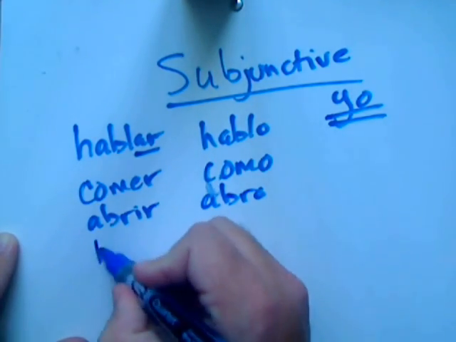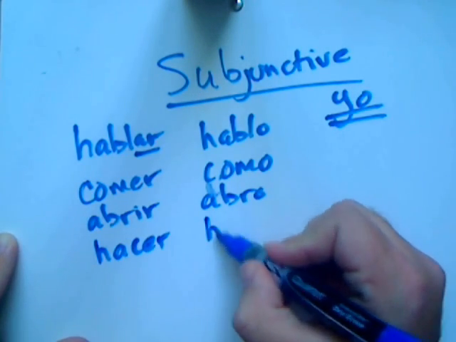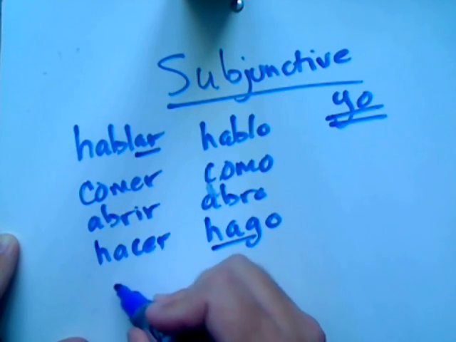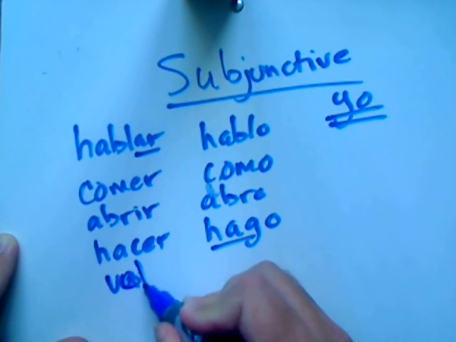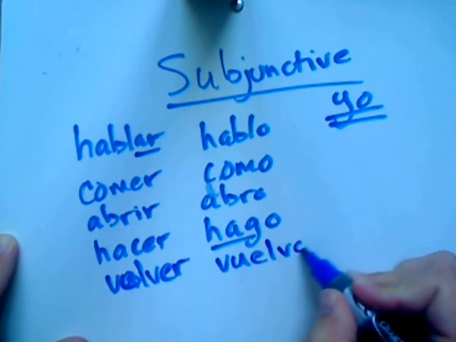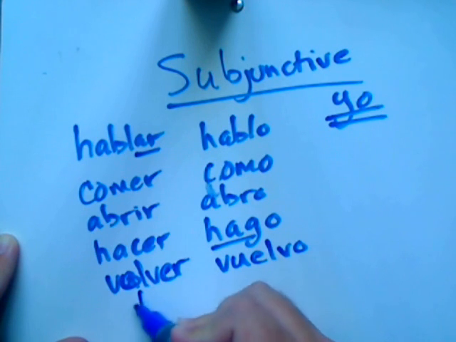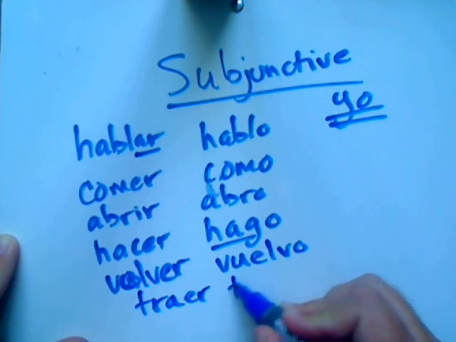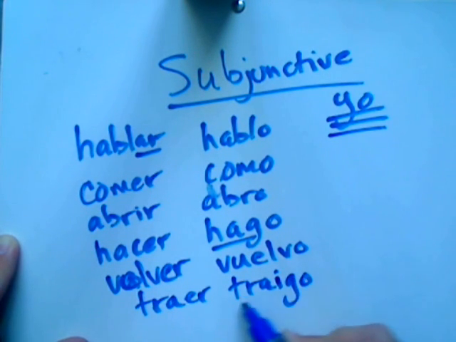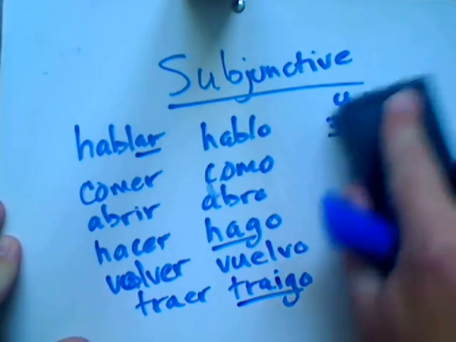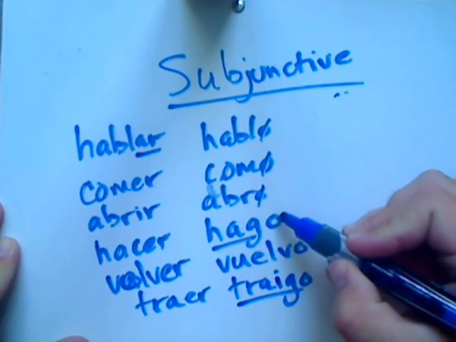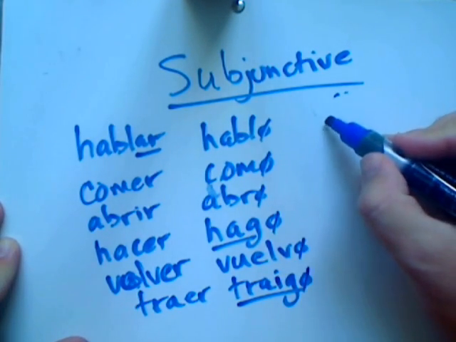But what if you have a verb like hacer, whose first person form has an irregularity, right? Hago. Or another one, volver, to return, has a stem change in the first person. Vuelvo. Or traer, for example, to bring. These are just examples. You're always going to start with the yo form in the present indicative. Traigo, okay, irregular stem. What we do is we start with this yo form, then we remove the o, the final vowel, and we add the following endings.